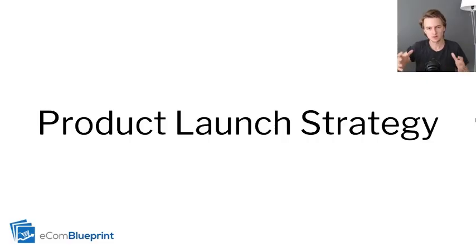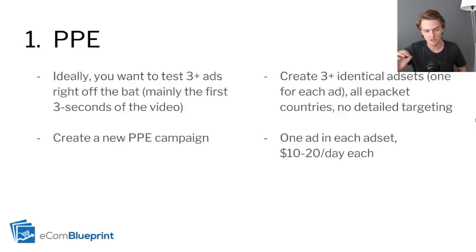All right, so I just want to quickly recap everything that I just went over so you guys have a clear blueprint of what I was doing, in case the ads manager walkthrough wasn't clear enough. So the first step is PPE. Ideally, you want to test 3 ads right off the bat with PPE, and the main thing that I recommend testing is the first 3 seconds of the video. In the case of Flex Posture, I only tested 1 right off the bat, and that wasn't a good idea. I should have tested 3.